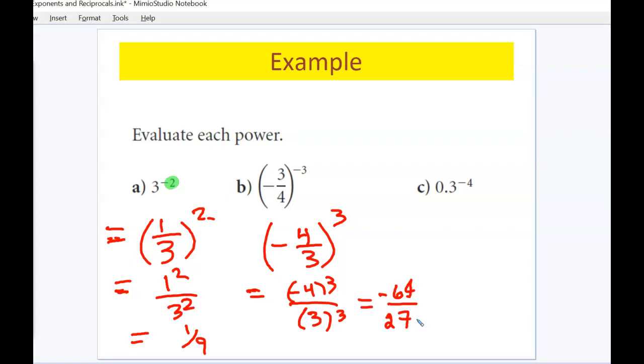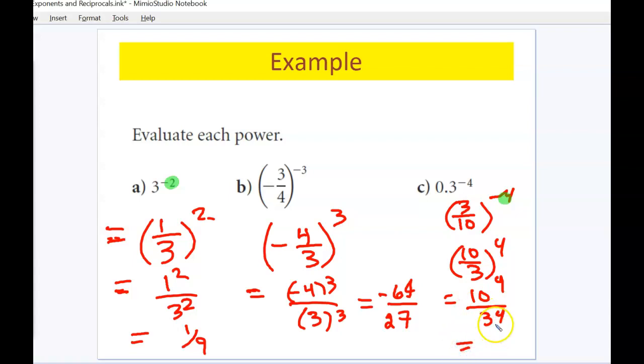In our last example, we have 0.3 to the negative 4. Well, 0.3 is really 3 over 10 to the negative 4. So again, I want to get rid of my negative exponent. So I'm going to flip the base. So this is going to be 10 over 3 to the 4th power, which is going to be 10 raised to the 4th power, and 3 to the 4th power, which is going to be 10,000 over 3 to the 4th, which is 81.